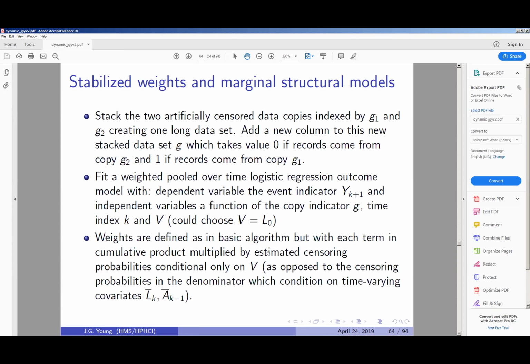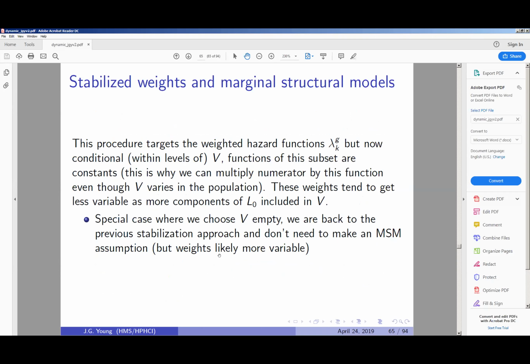And then the weights are defined as in the basic algorithm, but with each term in the cumulative product, instead of being multiplied by the marginal probability of being censored, as in the simple stabilization case, we now can estimate this probability conditional on V. So then you have another model, although that model doesn't need to be correctly specified because it can be any function of V. It doesn't have to be the true probability, but if it is, it might make the stabilization better.